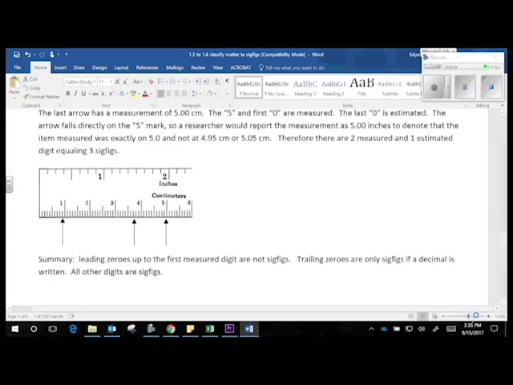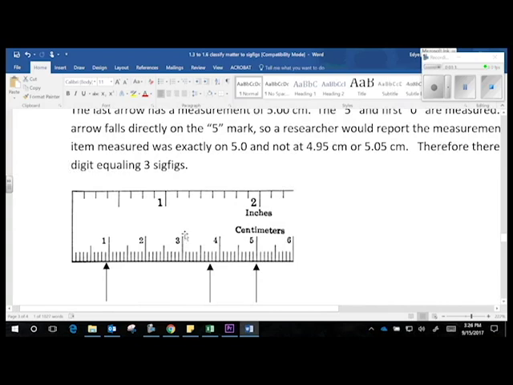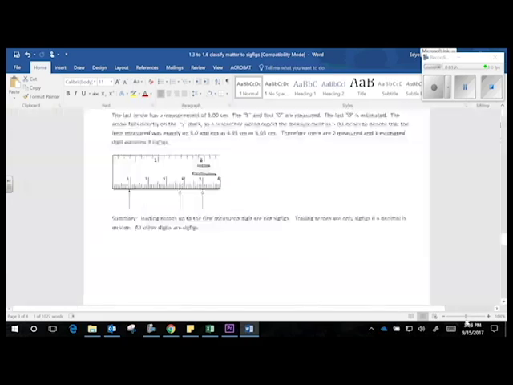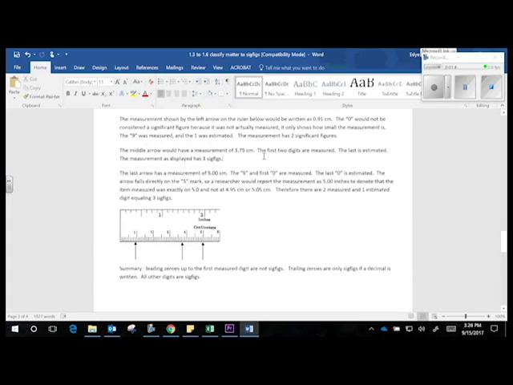The middle arrow, let's make this bigger again. Okay, so we know that we have 3.7. This right here is 7. So those are the two measured digits, the 3 and the 7, 3.7. And then this arrow is about halfway between the 7 and the 8. So I would call this 3.75, where I am estimating the 5 right here. So this is my estimated digit, and the 3 and the 7 are my measured digits. That would count as 3 significant figures, or 3 sig figs.